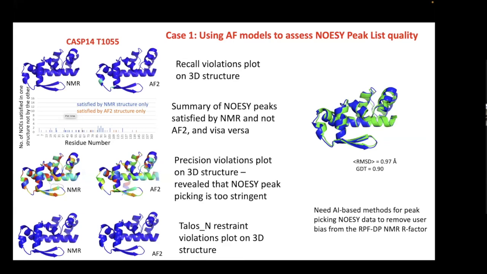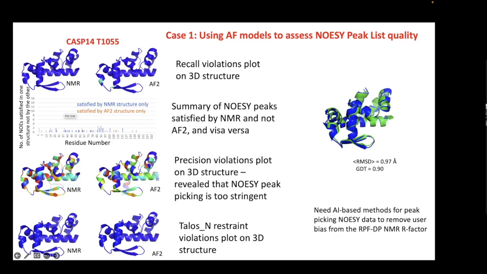They wanted to be very precise, but by being so precise, there isn't a good match between the chemical shifts in the NOESY and the chemical shift assignments. And so NOESY peaks are excluded from the peak list. So you have many fewer NOESY peaks in the peak list than really count. And that comes up by looking at the model and looking at the short distances that are not consistent with the NOESY. So this gives a way to improve the NOESY peak picking. Generally speaking, we need AI-based methods for peak picking NOESY data to remove user bias from the structure and validation.